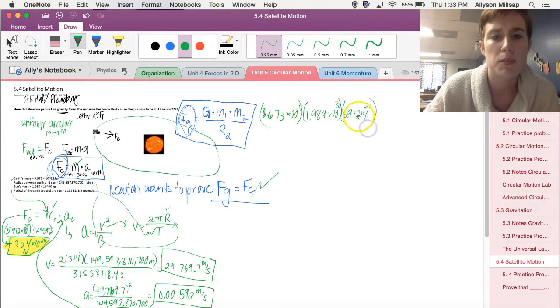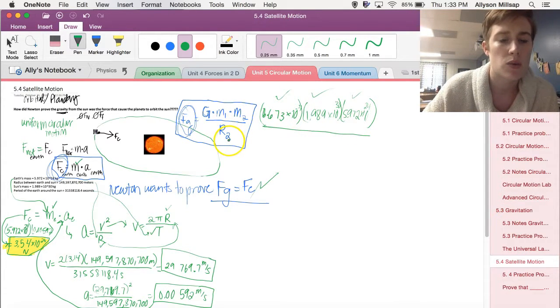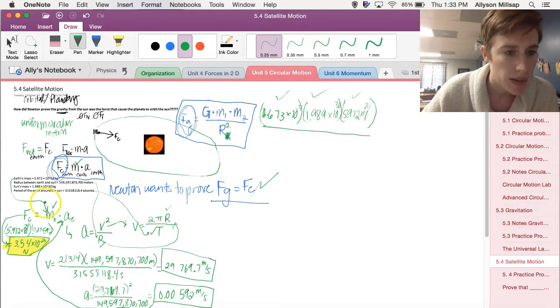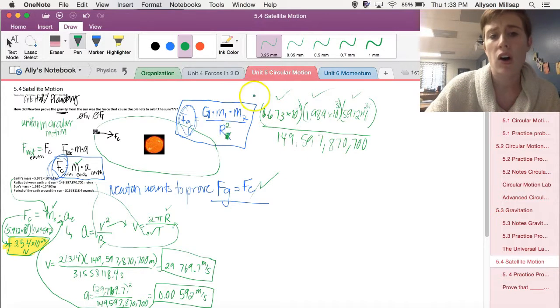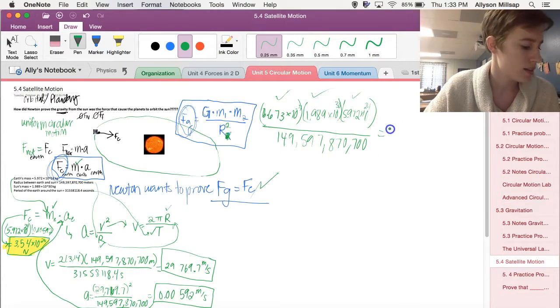So all I'm doing is plugging in the givens, okay? I have all these givens. Divide it by my radius squared. I don't know why I put the 2 down there. It's supposed to be squared. So my radius was also given to me right here. It's that really long number, 149,597,870,700. When I divide all this together, I get 3.542 times 10 to the 22nd.